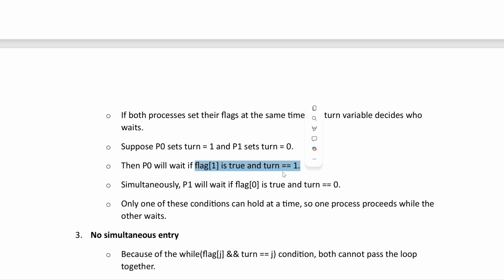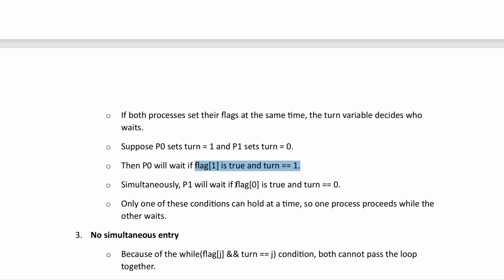These two conditions should be true to enter P1 into the critical section. So flag 1 is true means process P1 is already inside its critical section or wants to enter its critical section. And turn equal to 1 also means that it is the turn of process P1 to enter into its critical section. So P0 will wait.